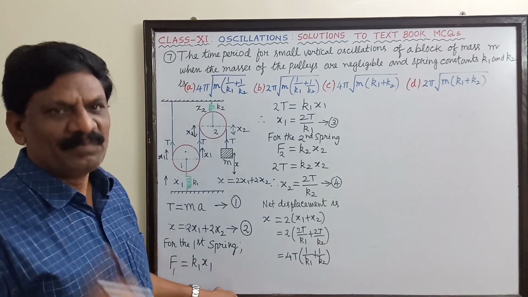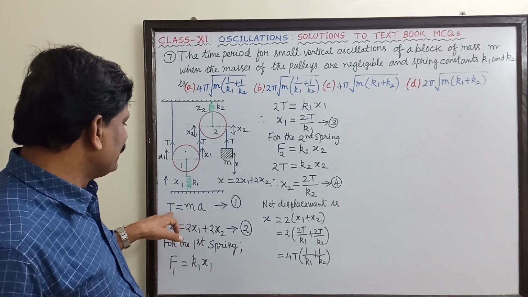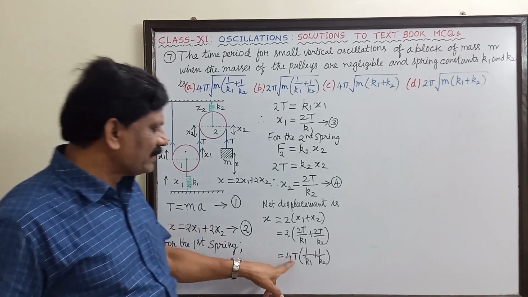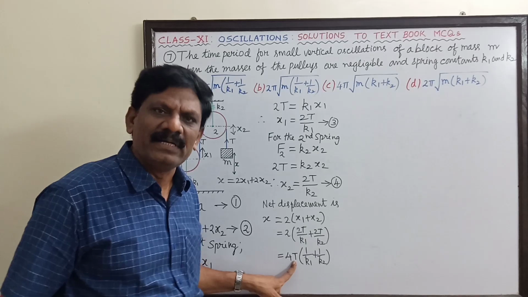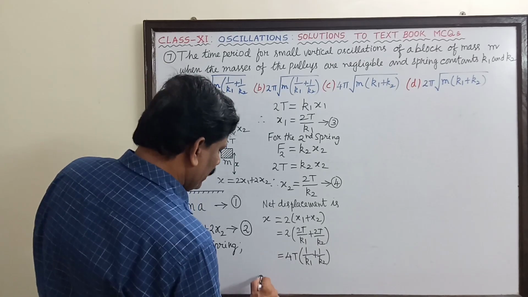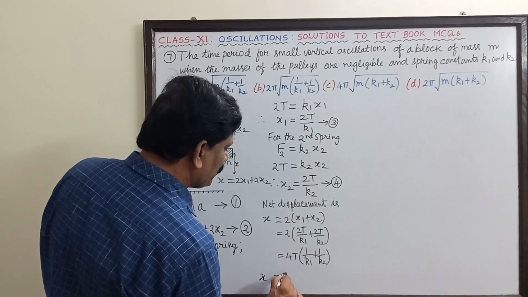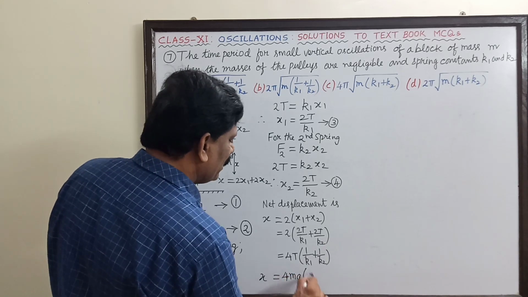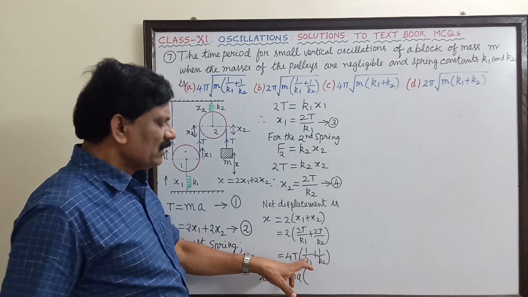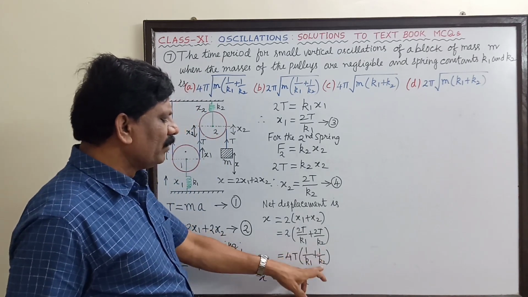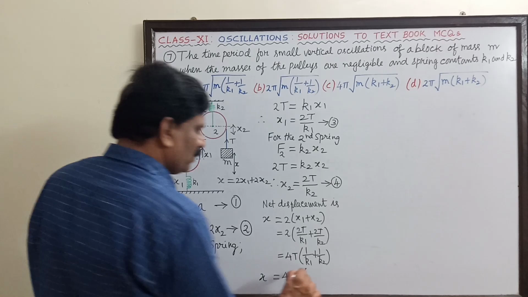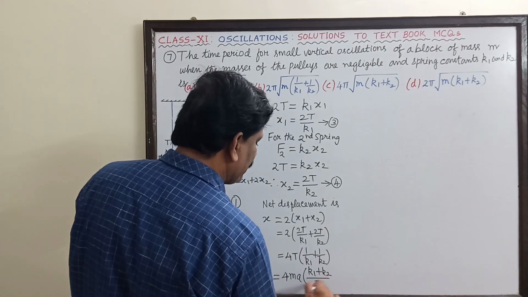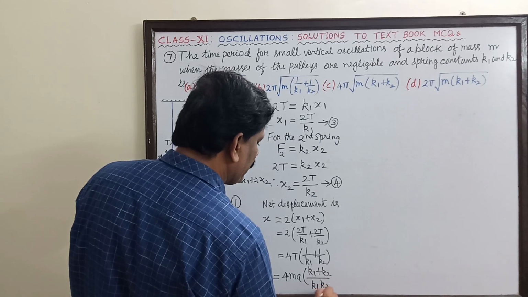But from the equation, the tension T is also equal to m into a, is it not? So in place of tension T, what can be substituted is m into a. So I can write x is now equal to 4m into a. Now if I take the LCM, this will become K1 plus K2 by K1 K2. So this is K1 plus K2 divided by K1 into K2.